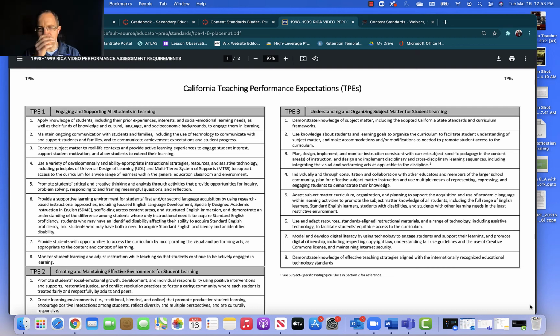Hey everyone, this video is meant to clarify a little bit more about your last two assignments in 4300, namely the content standards binder as well as the observation and reflection piece. So let's start on the content standards binder.